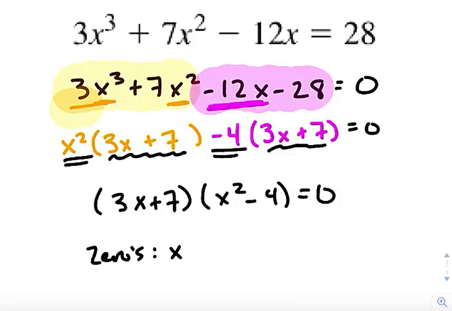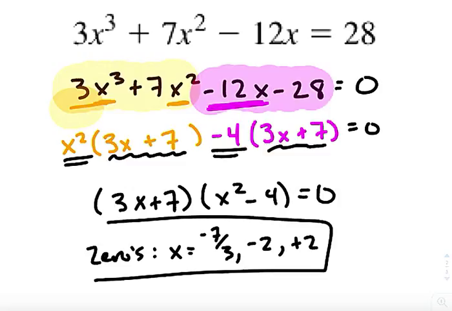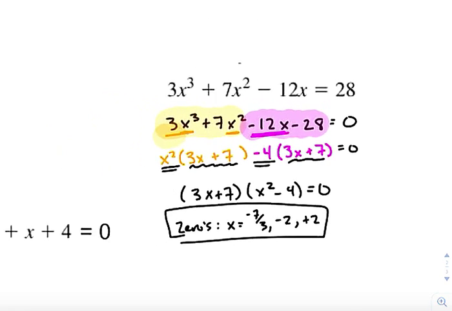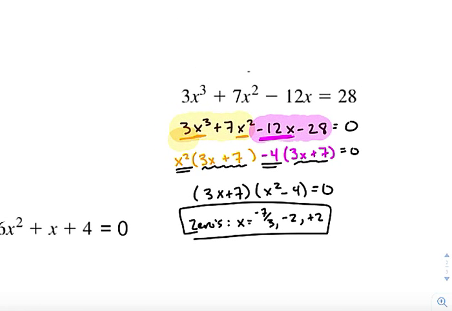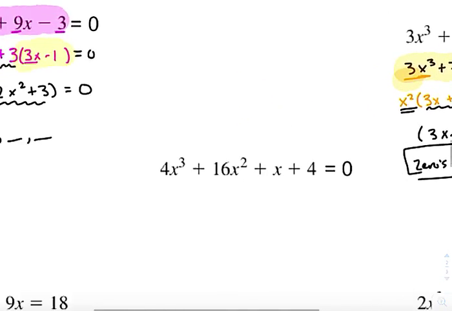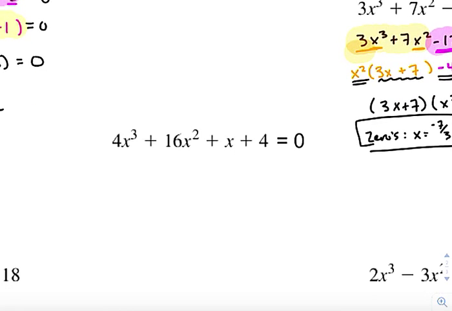So 3x plus 7 gives us a 0 at negative 7/3. And x squared minus 4, actually it's a really easy one to deal with. That's going to give me one at negative 2 and positive 2. And so I went ahead and did that because that was quick. But if you didn't see that, you could always use the quadratic formula, factoring, whatever you have, to find the answer. Let's do one more of this type.